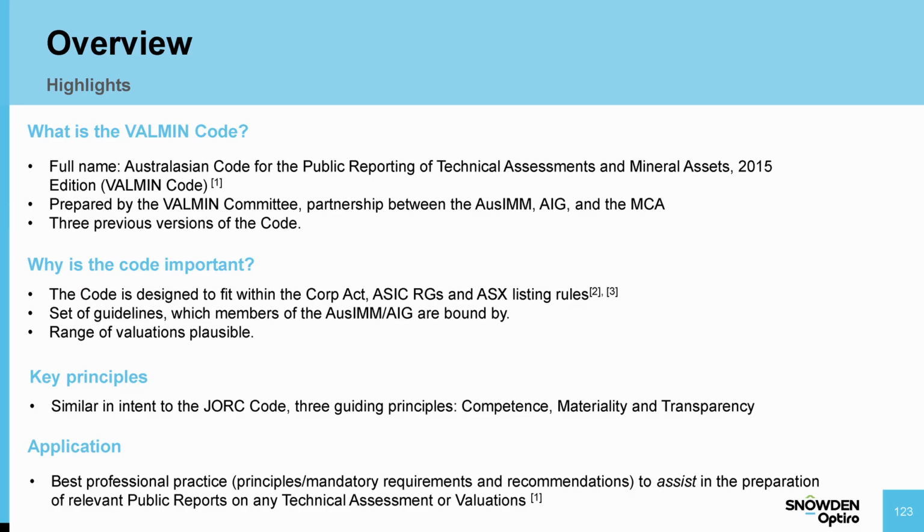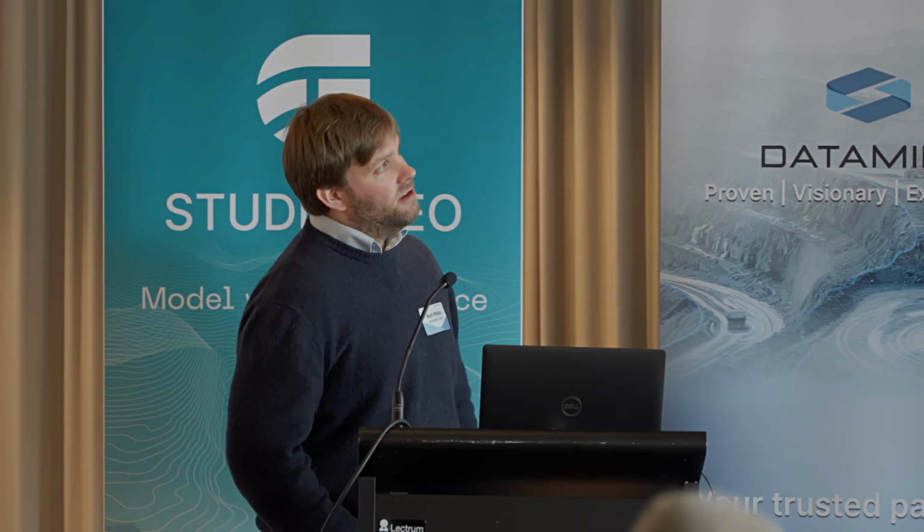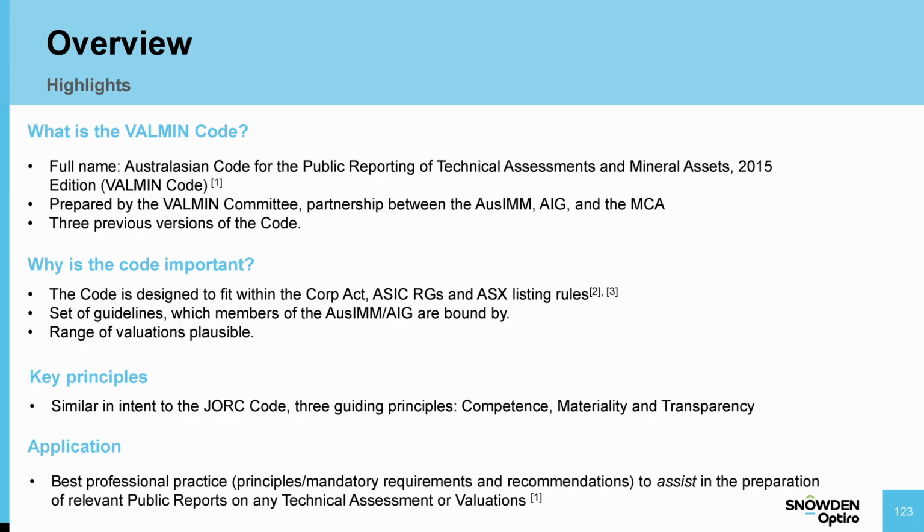So a bit of an overview of what the VALMIN Code is. To give it its full name, it's the Australasian Code for Public Reporting of Technical Assessments and Valuations of Mineral Assets. We're currently on the 4th iteration of the code, and I suspect there'll be an update as the JORC code gets amended next year or the year after. It's prepared by the VALMIN Committee, which is a series of people that get together, much like the JORC code, and it's a partnership between the AusIMM, the AIG, and the Minerals Council of Australia. Like I said, there've been 3 previous versions of the code, and we're currently on the 4th one.